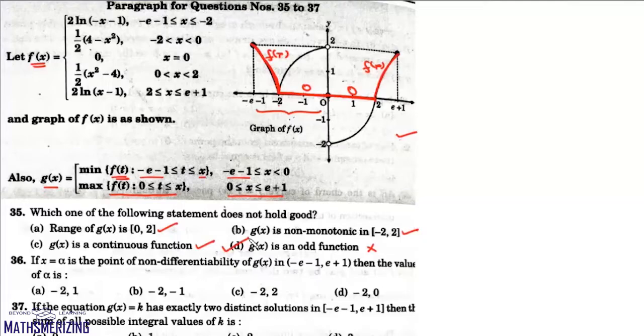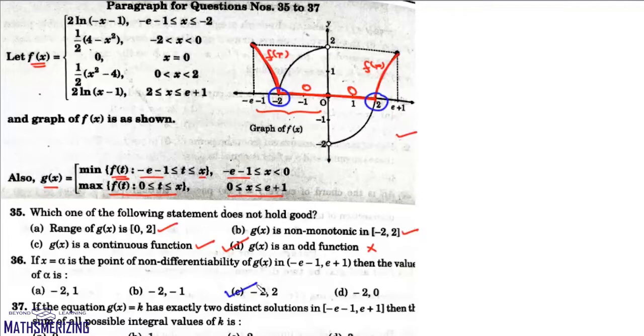Now question number 36 says, if x equal to alpha is a point of non-differentiability of g(x), then the value of alpha is. Now this function g(x) is not differentiable at minus 2 and 2. That means the value of alpha is plus or minus 2, and that is option C.